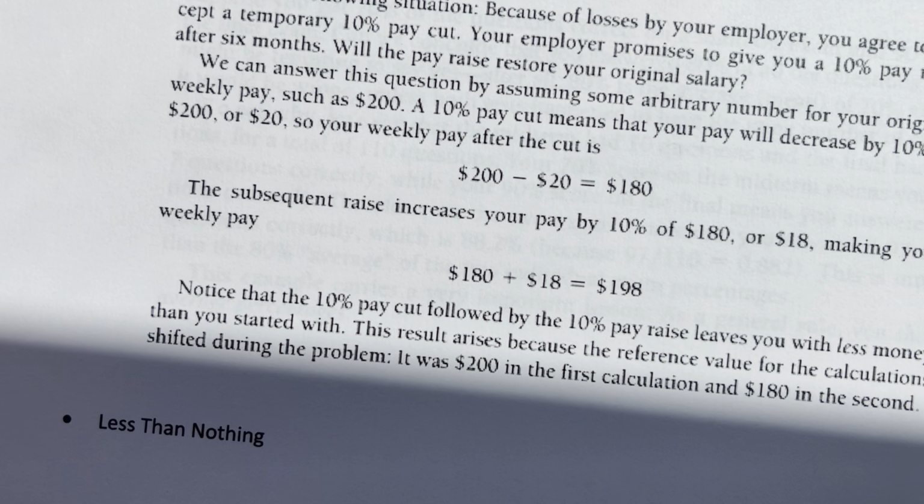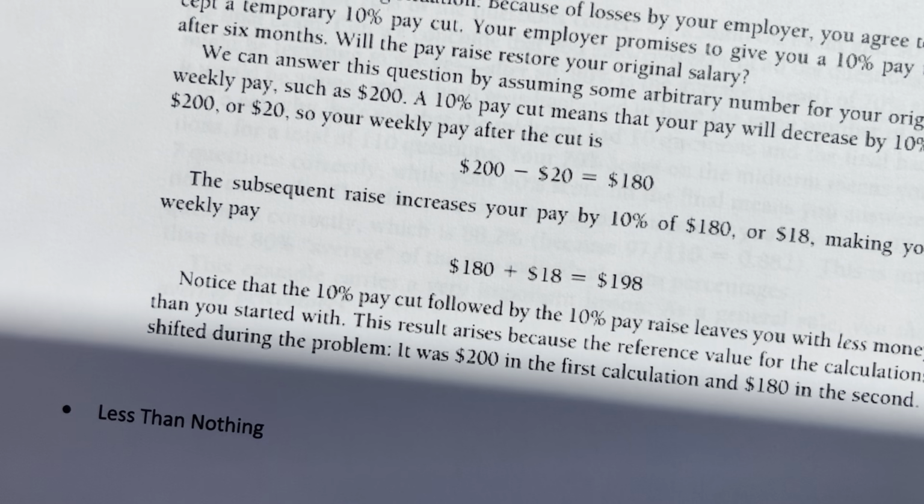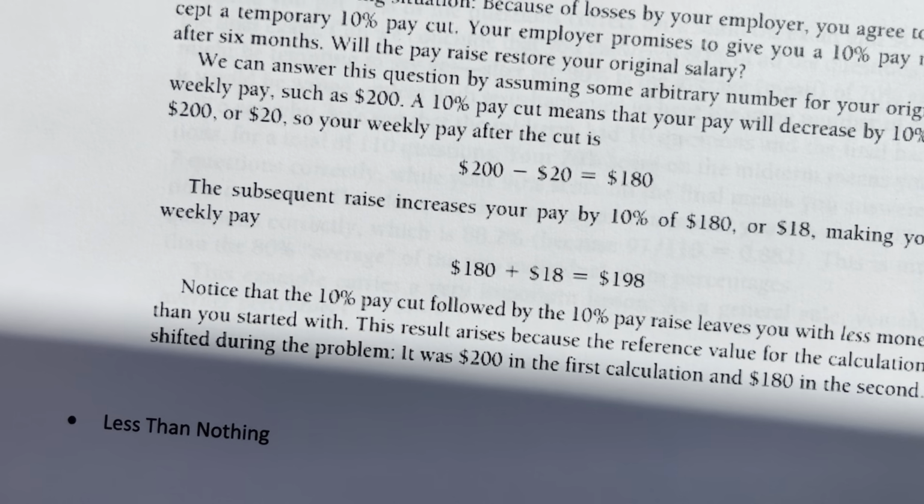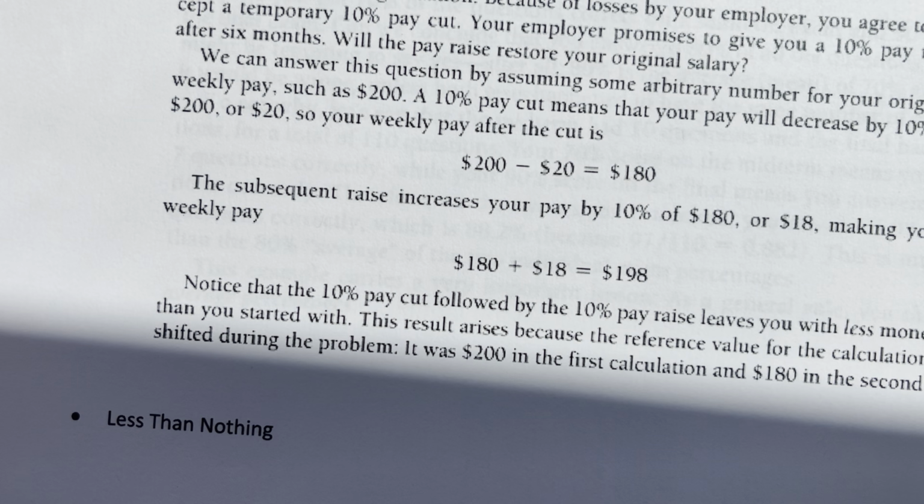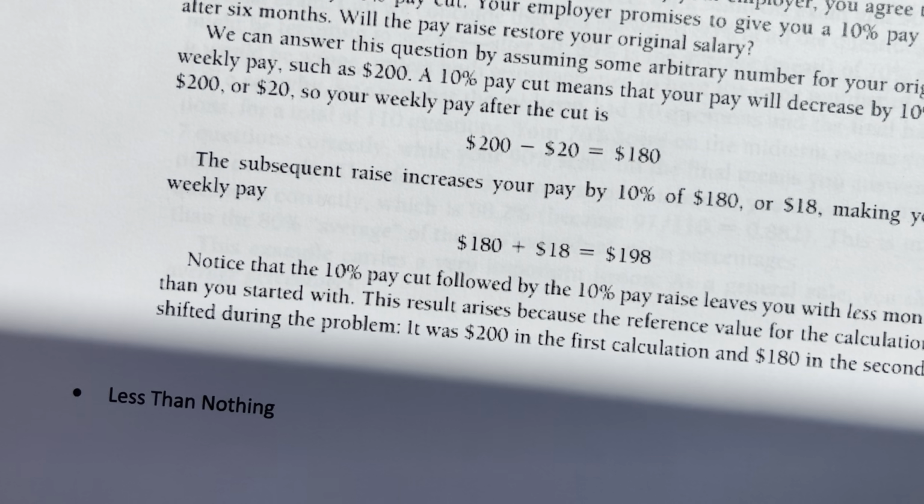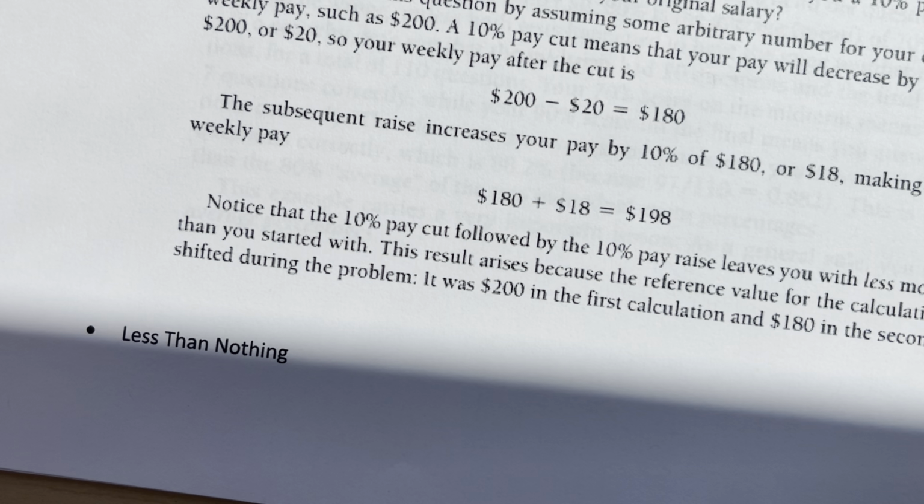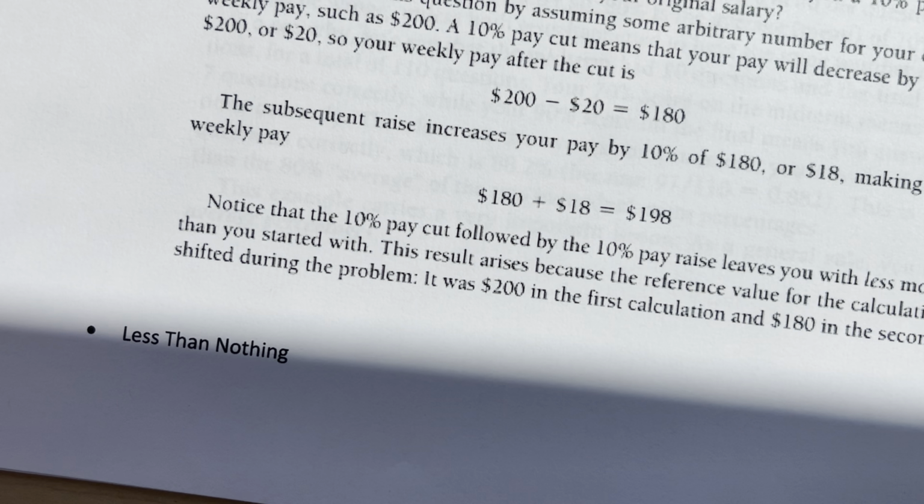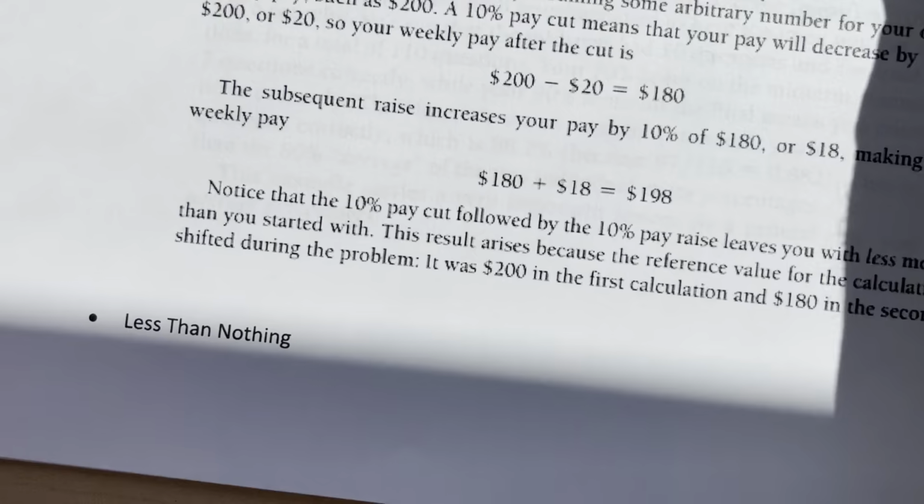But if we look at this, a 10% cut, if you're making $200 a week, is $20. That bumps you down to $180. If you increase it by 10%, well, 10% of $180 is $18, and you are now at $198. You are now $2 less than where you started. Because it was 10% of 200 for the first one, that was our reference, but 10% of 180 for the second one. That causes problems.